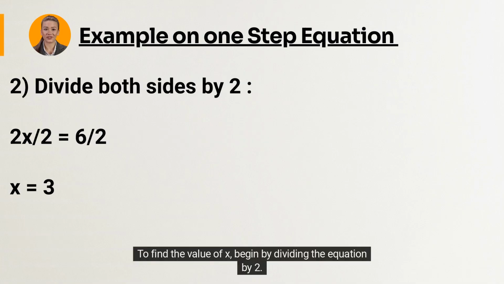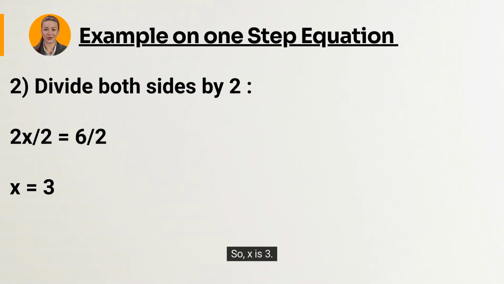To find the value of x, begin by dividing the equation by 2. This changes the equation from 2x equals 6 to x equals 3. Dividing 2x by 2 results in x, and dividing 6 by 2 results in 3. So, x is 3.